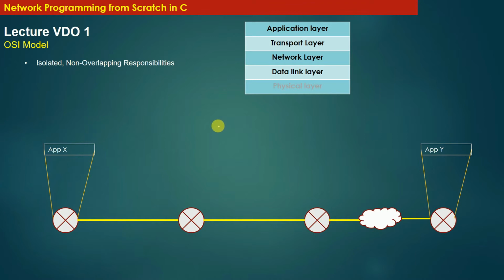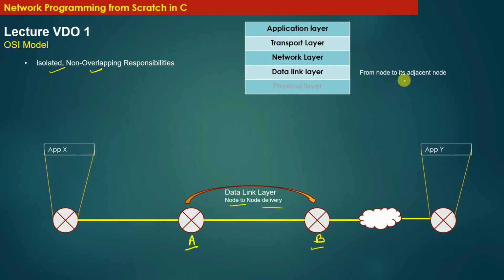Now, in this slide, we are going to discuss that each layer in the TCP/IP stack has its own isolated, non-overlapping responsibilities. For example, when a packet travels in the network from, say, router A to router B, and router A and router B are directly connected routers, then it is the responsibility of the data link layer to take the packet from node A to its directly connected neighbor, node B.